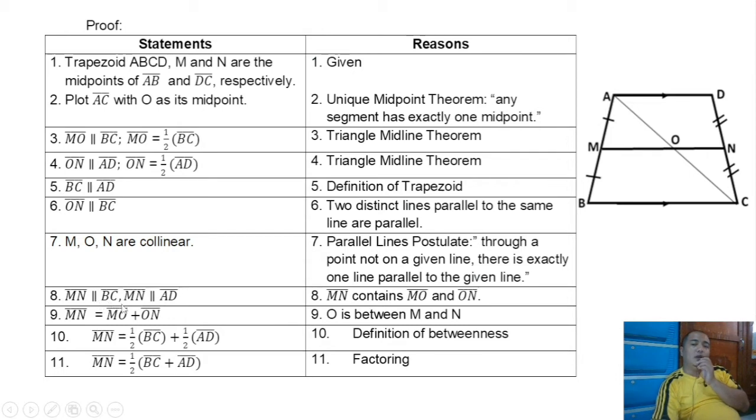MN is also parallel to AD. MN contains MO and ON. Therefore, number 9, MN is MO plus ON, because O is the midpoint. O is between N and M. Number 10, MN is 1/2 BC plus 1/2 AD, definition of betweenness. And by factoring, MN is equal to 1/2 times the quantity BC plus AD.